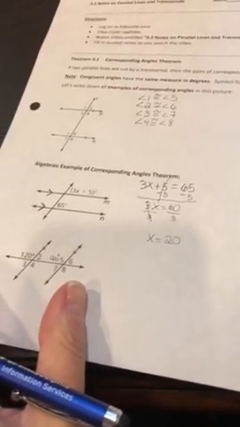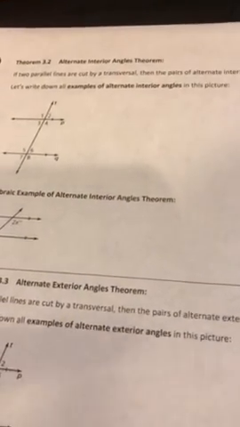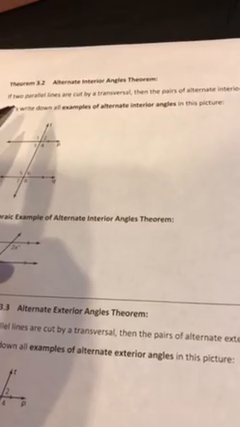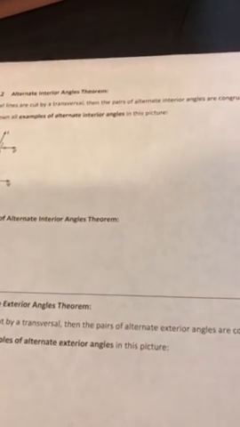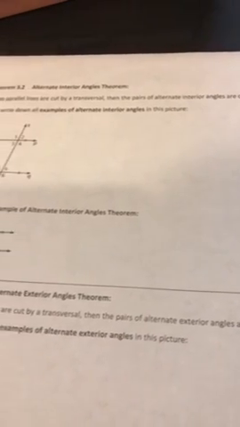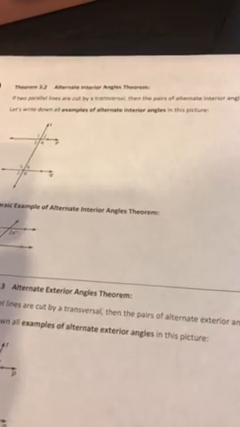Now, let's move on to the next theorem. The next theorem is the alternate interior angles theorem. This says if two parallel lines are cut by a transversal, then the pairs of alternate interior angles are congruent. Let's write down all the examples of alternate interior.